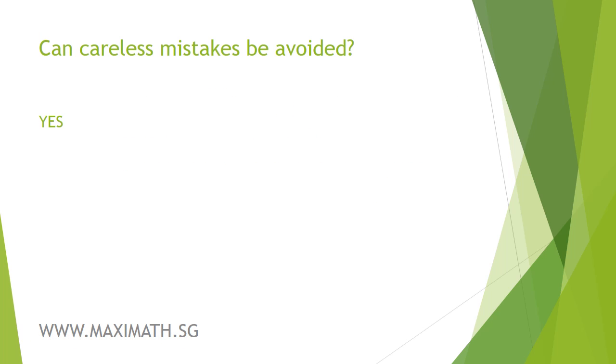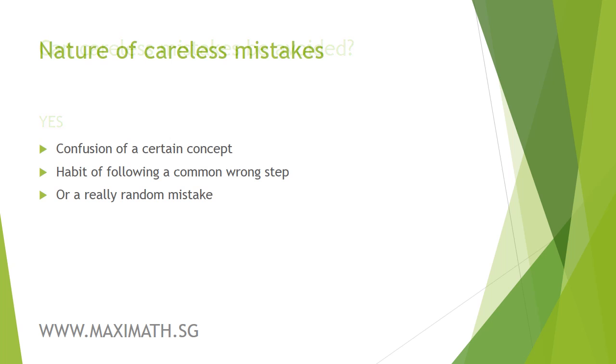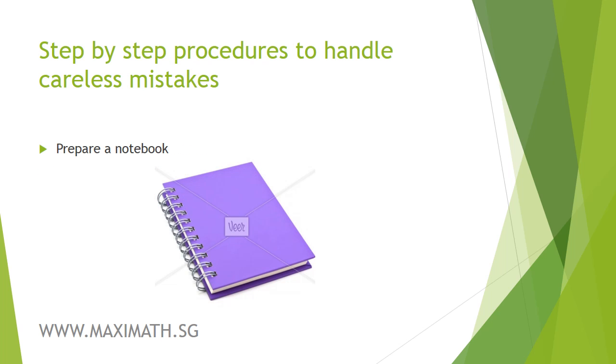So can careless mistakes be avoided? The answer is yes. Many students think careless mistakes are random, but most of them are actually not. Some are due to a confusion in certain part of a concept, while others could be due to a habit. These two types of mistakes can actually be reduced a lot or even prevented if following this method. So now let's talk about the detailed steps.